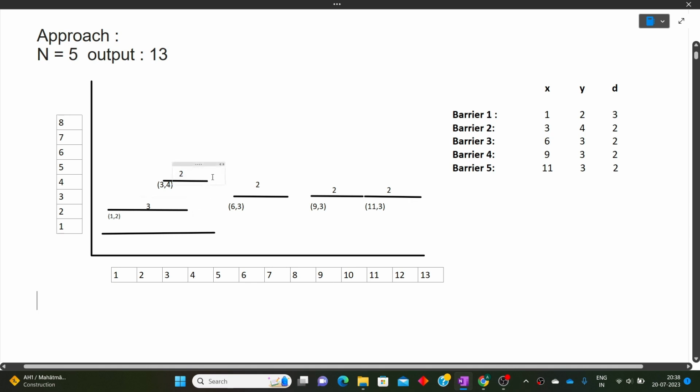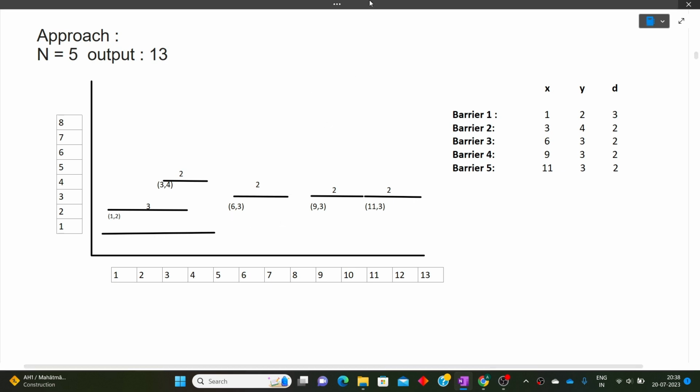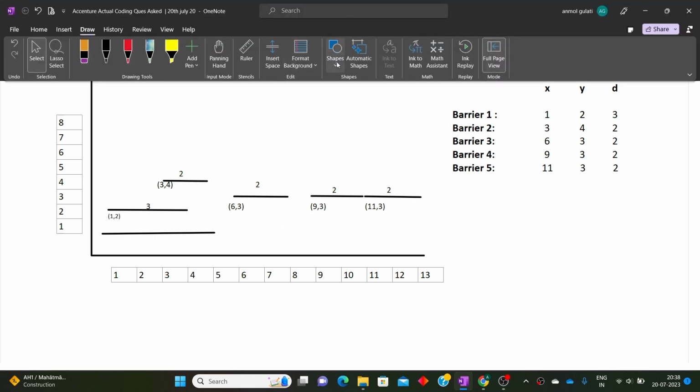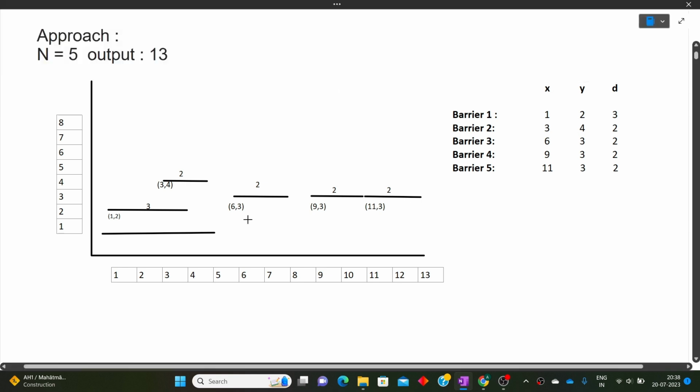Now if we will check, no other barrier is overlapping this particular barrier. Now we will move ahead, and we have found this particular barrier. So is this barrier overlapping to any other barrier? The answer is no. So we will leave this as it is, and we will consider this as a single barrier only.